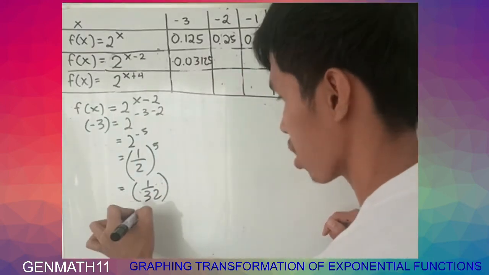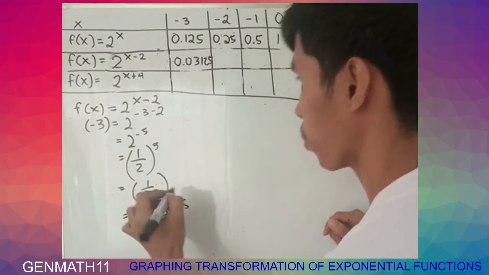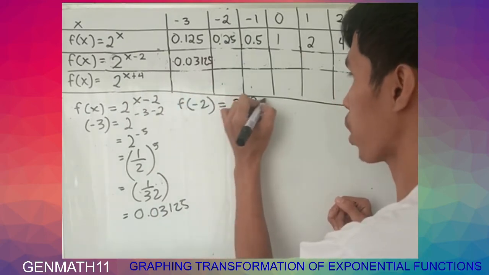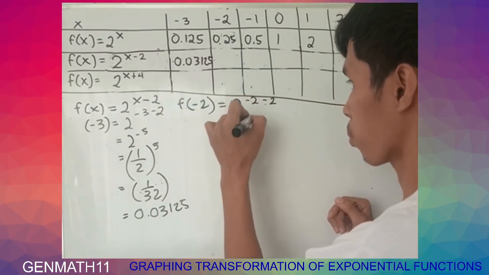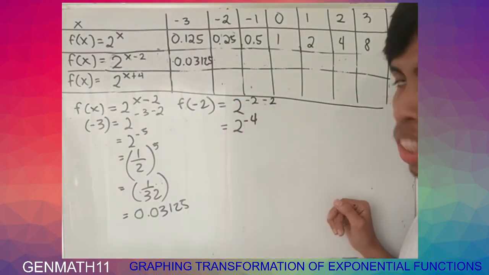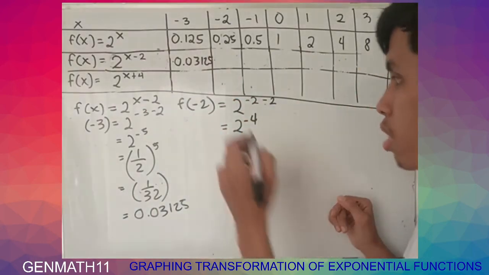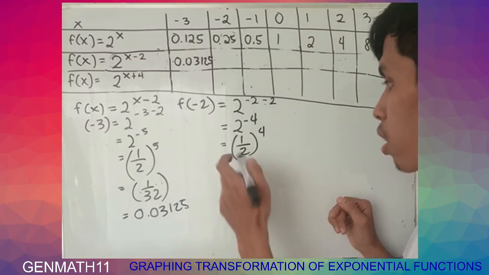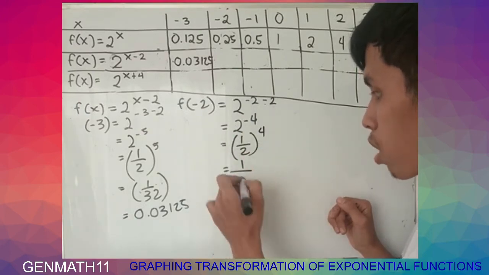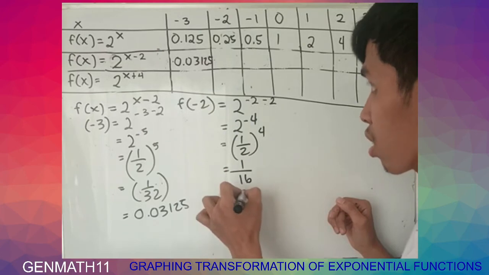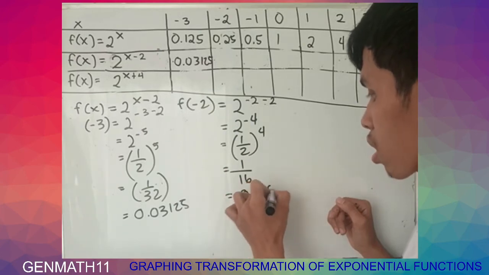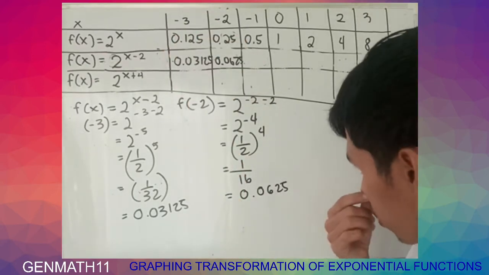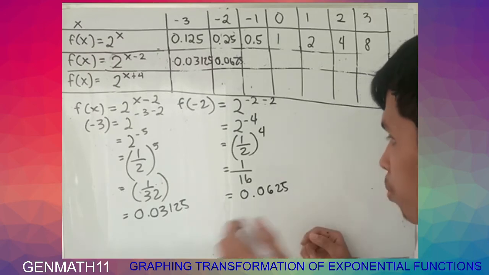Next, ito ay 0.03125. So, next is negative 2. 2 raised to negative 2 minus 2. Negative 2 minus 2 is negative 4, kasi parehas silang negative. Pag pinaplus mo, kokopyahin mo lang yung sign. Then, magiging 1 half raised to 4. Then, distribute mo yung exponent. Magiging 1 over 2 raised to 4, which is 16. Ano nga yung value kanina? 0.0625. Tama? Okay, tama yun.